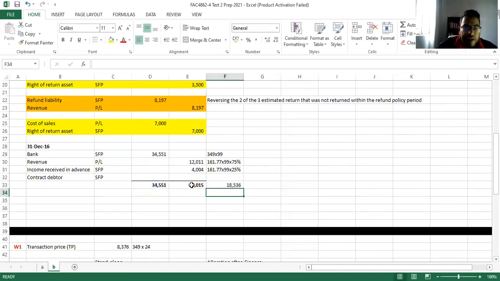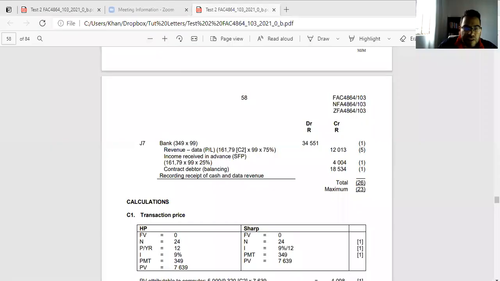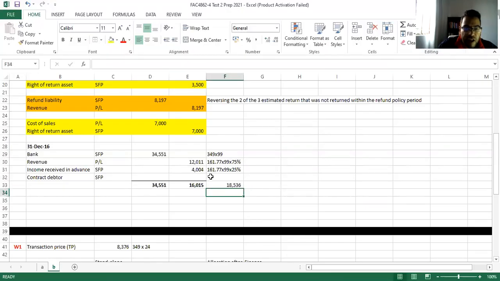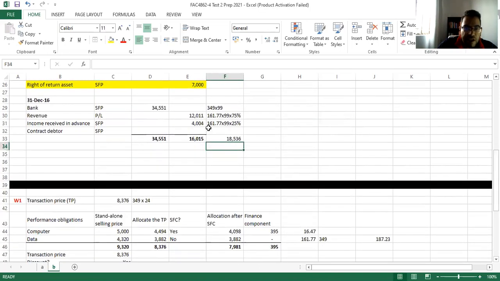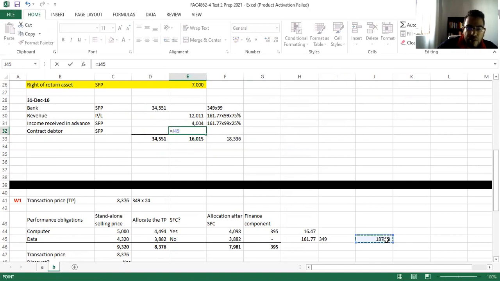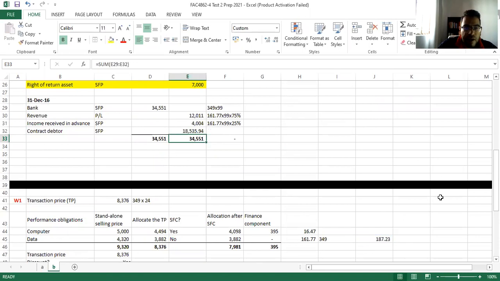So the difference is going to be 8,536. Another way to have calculated it is simply going to say equal 187 multiplied by 99. So there we go. Okay, so 187 times 99, that is the balancing figure.